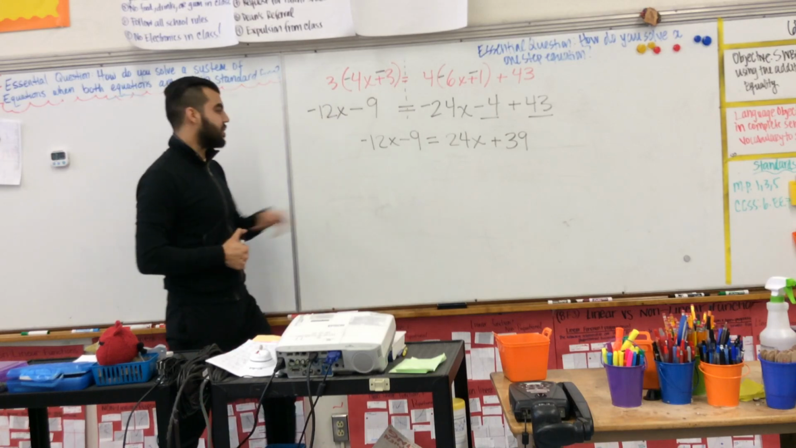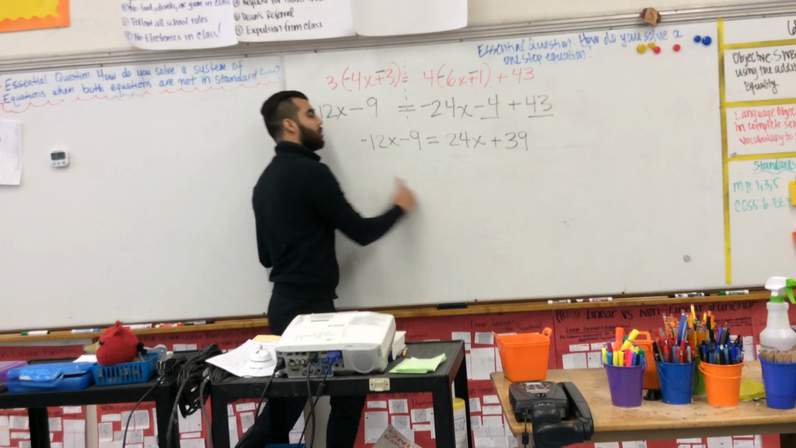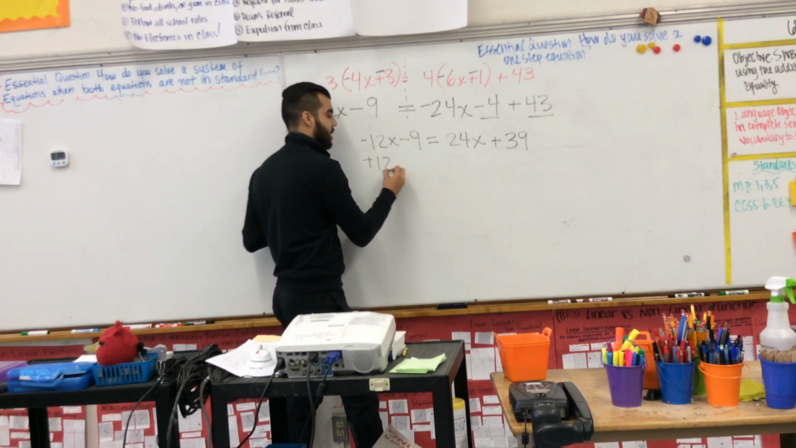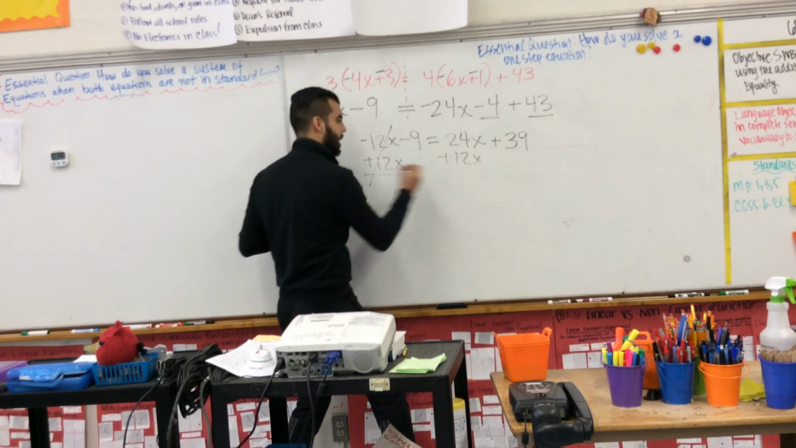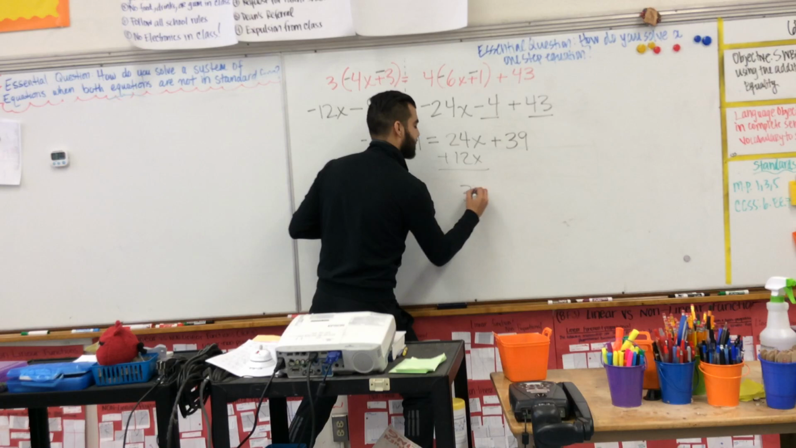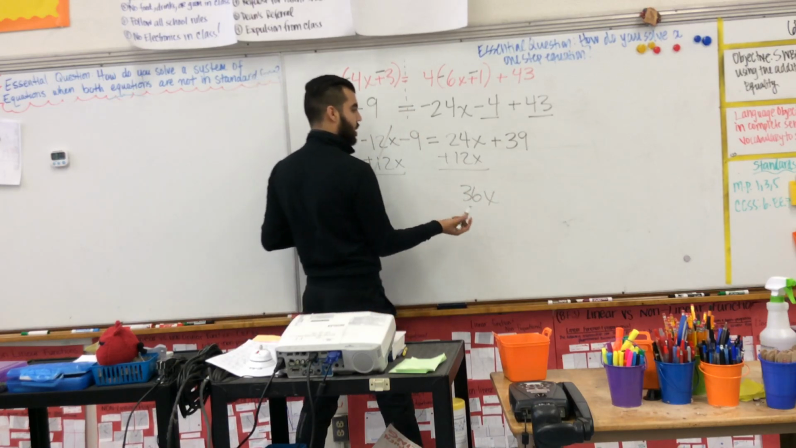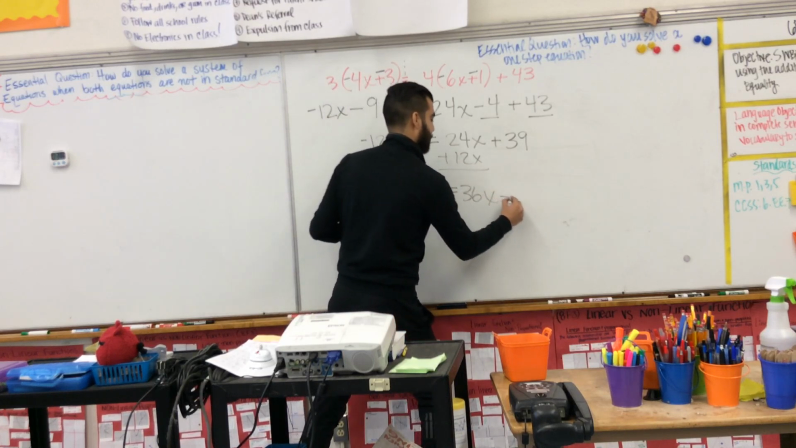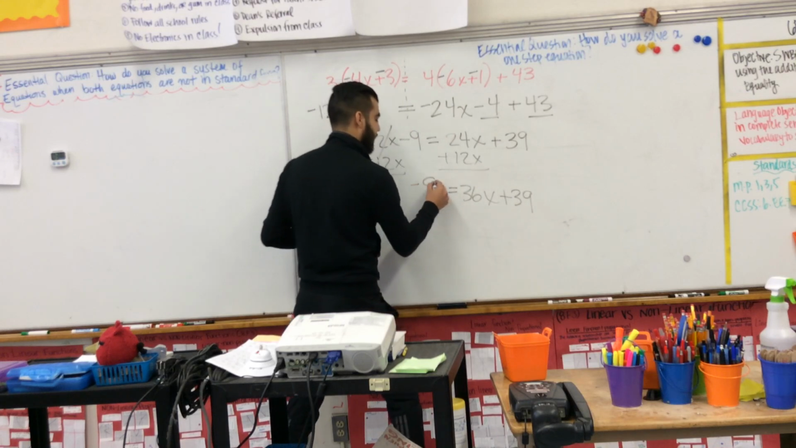Now, this is where you look at the variables. Which one's smaller? This one, the negative is smaller. So you want to move it to this side. So go ahead and do the inverse. Plus 12x. Plus 12x. Eliminate. This gives me 36x. I have plus 39. Negative 9.